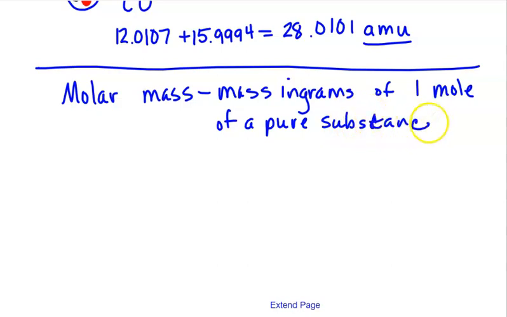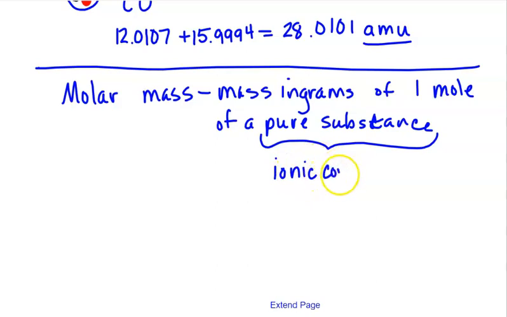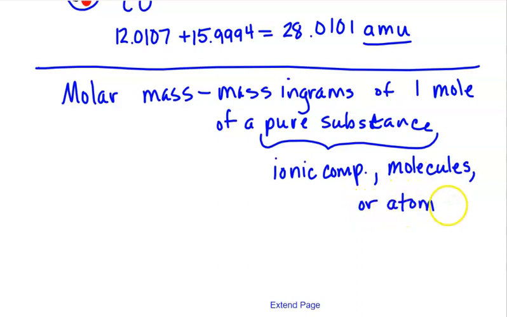Okay, so the pure substance could be ionic compounds. Remember those start with metals? It could be molecules, and molecules are all covalent compounds. Do you need to write that down also, that molecules are covalent? Or else it could be atoms. Those are all pure substances. So it's pretty nice to do this.